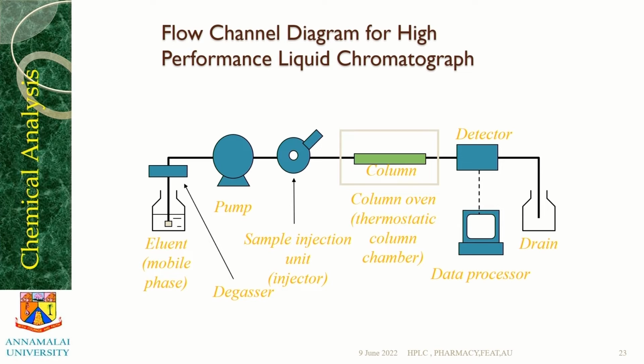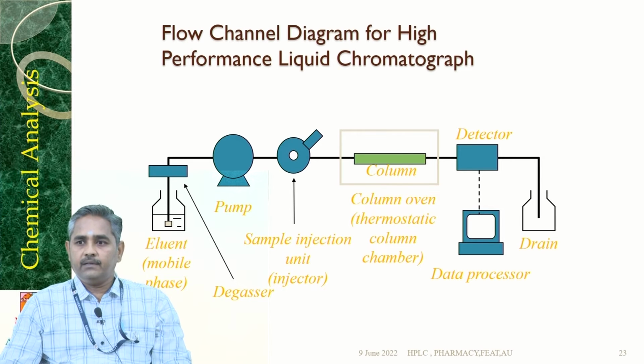Inside the column oven, the stationary phase is present, which is called the column. The column is made of C18 or C8, octadecyl and octyl silane. So the sample carried by the mobile phase from the sample injector port will enter the column. The column is present inside a thermostatically controlled column chamber.